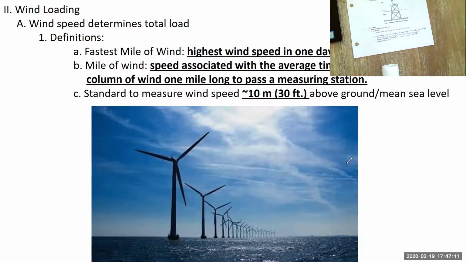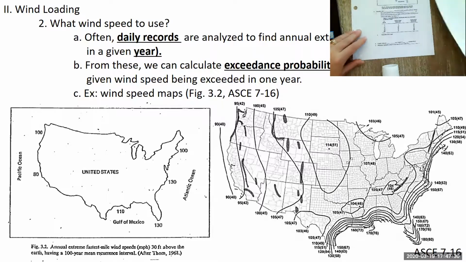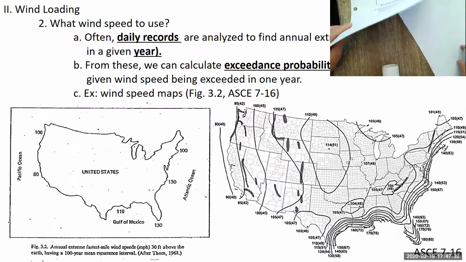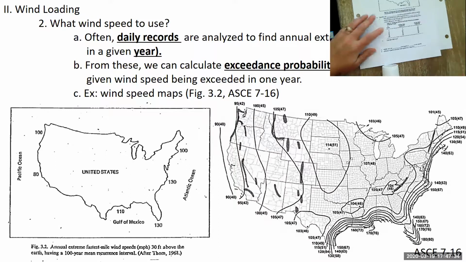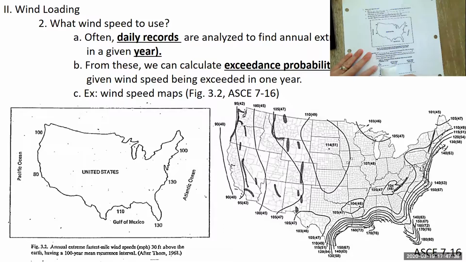And typically we measure these wind speeds approximately 10 meters or about 30 feet above the ground or mean sea level. So I'm kind of blocking mean sea level there, but if you're in the ocean, you don't have ground, so that's why we would use mean sea level. Okay, so we can record the wind speeds at any given moment in a day. The next question is, what wind speed should we use when we're actually designing our structure? So what wind speed to use?